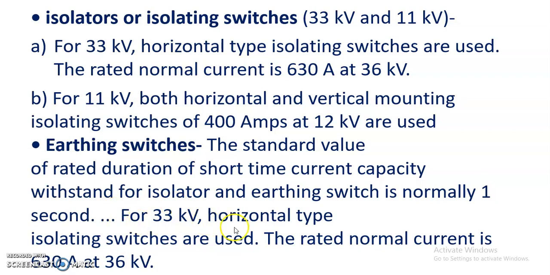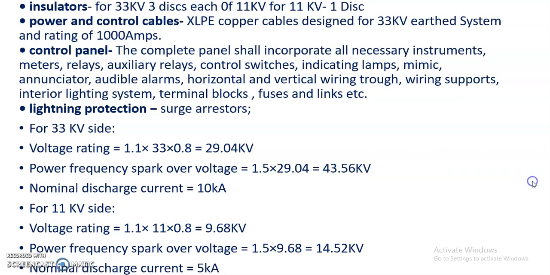Then for the 33 kV horizontal type isolator switch that we are using, that has a capacity of 630 ampere at 36 kV. 36 kV ला 630 ampere ची capacity आहे. The next is insulators. So we are using 33 kV 3 disc insulators for 33 kV and 11 kV साठी either we can use single disc or different types of insulators. There are different types of insulators, that is pin insulator, shackle, suspension type insulators.